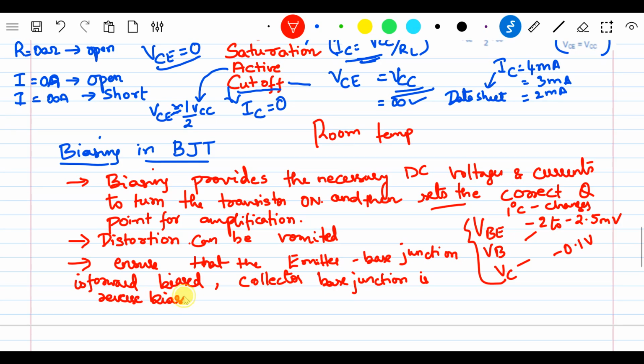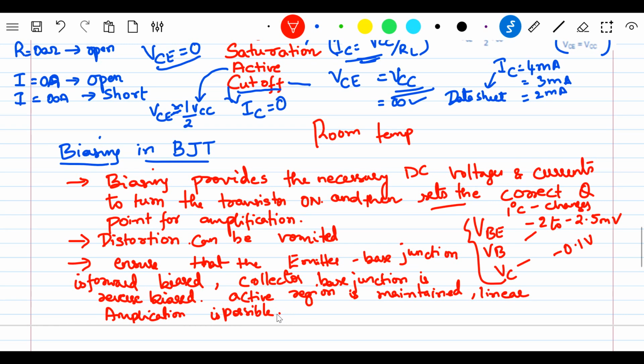Now, this is a very important case. We need the emitter base junction to be forward biased and the collector base junction to be reverse biased always, so that the active region is maintained. Because the active region is maintained, linear amplification is possible. So this is a very important factor of biasing.